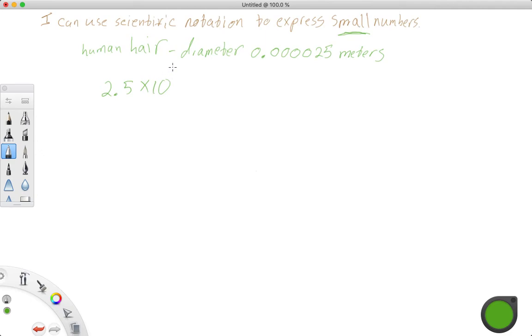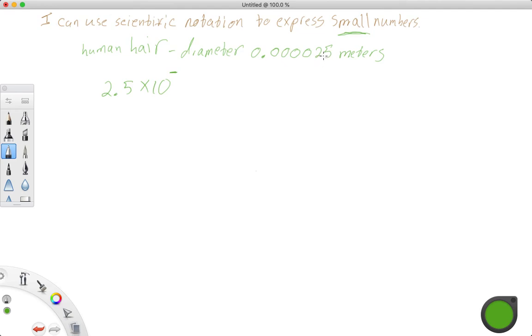Okay, and if you remember last time when we were doing really big numbers, the number that we put right here is how many times we'd move the decimal to the right, and that would give us our number. Well, we don't want to do that for this one, because if we move it to the right, we get a big number. We want a small number. We want to go this way, right? But it's the same idea. The only thing is our exponent's going to be negative.